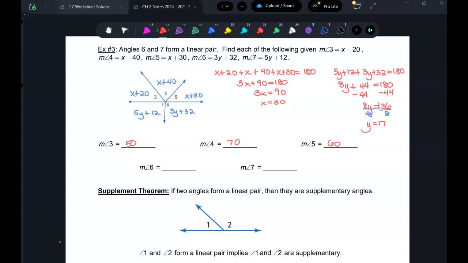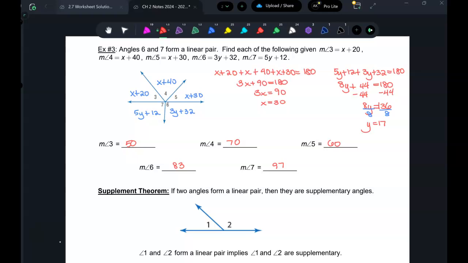5 times 17 is 85. Then add 12, it's 97. That's for angle 7, sorry, put it over here. And then 3 times 17, 51. 51 plus 32. And double check.